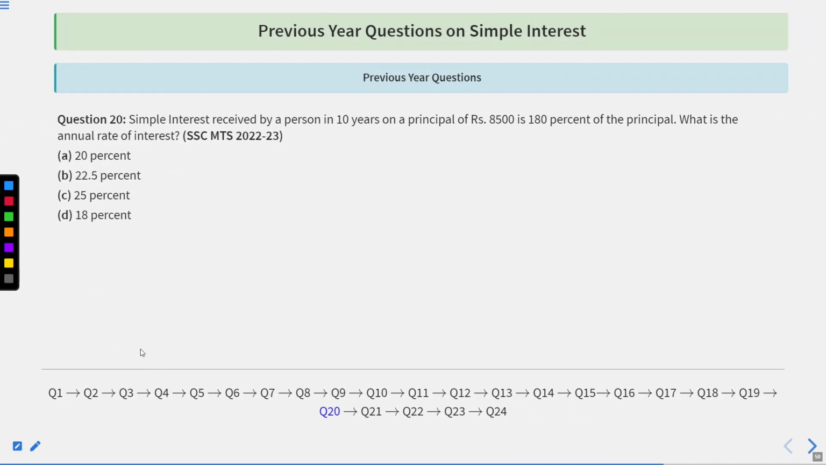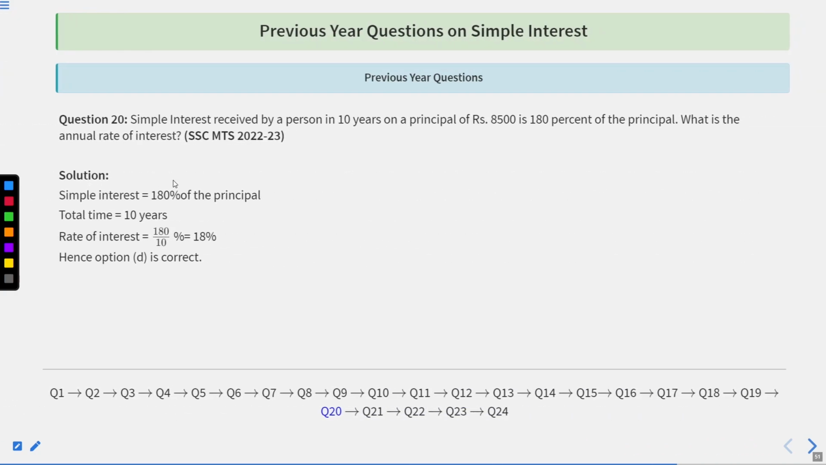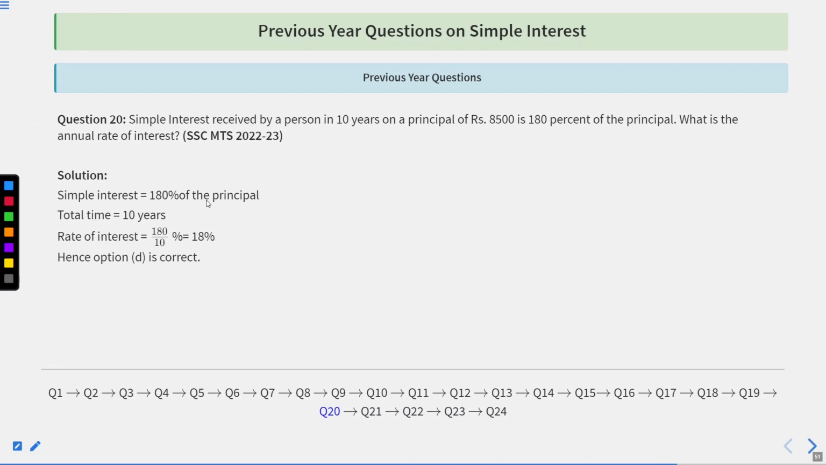Question number 20. The simple interest received by a person in 10 years on a principal of rupees 8,500 is 180% of the principal. What is the annual rate of interest? So the solution: simple interest is equal to 180% of the principal. The total time is equal to 10 years. So the rate of interest is equal to 180% upon 10, which is 18%. So the correct option here is option D.